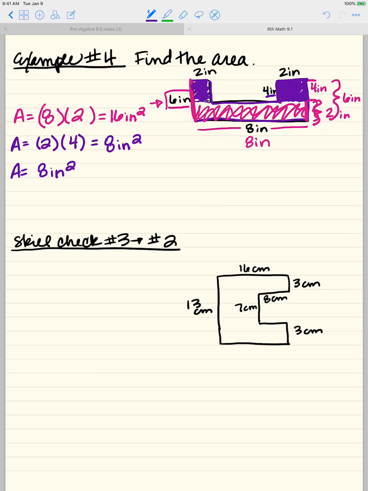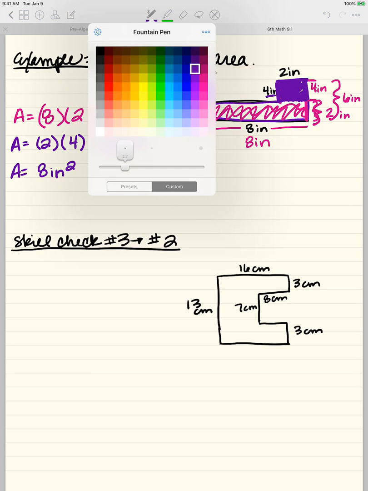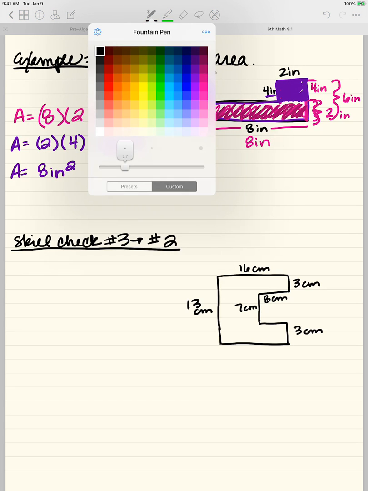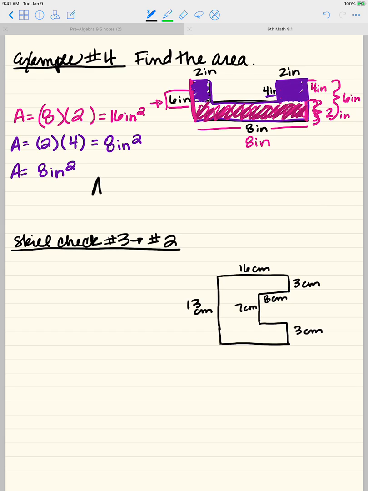inches squared. Now I need to add my 2 purple rectangles to my pink rectangle. Oops, sorry, that's another shade of pink, but that's okay. I need to add my 2 purple rectangles to my pink rectangle to find the final area. So A is equal to 16 plus 8 plus 8, which is equal to 32 inches squared. That is the area of that entire shape.